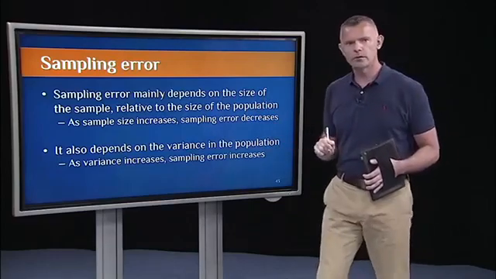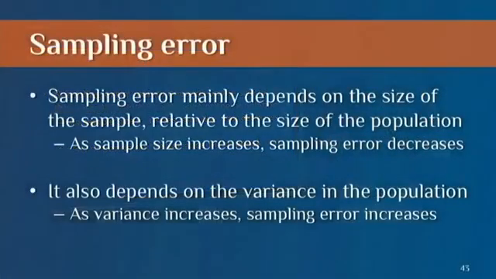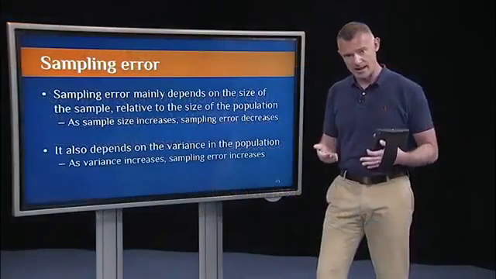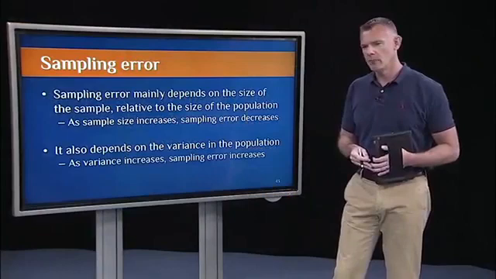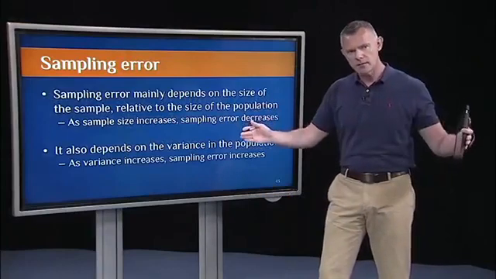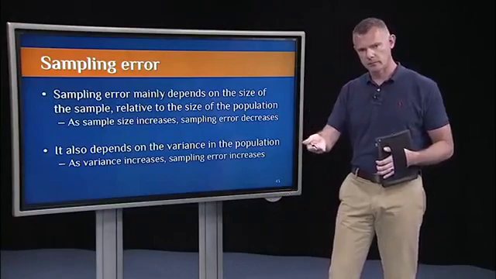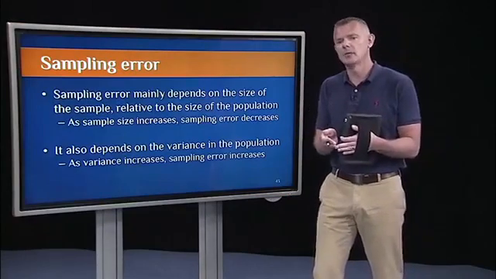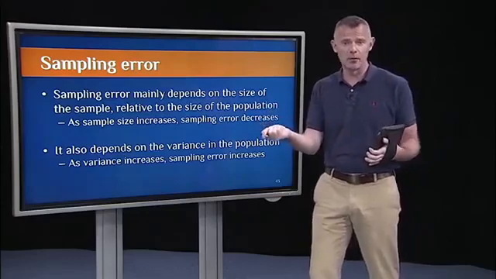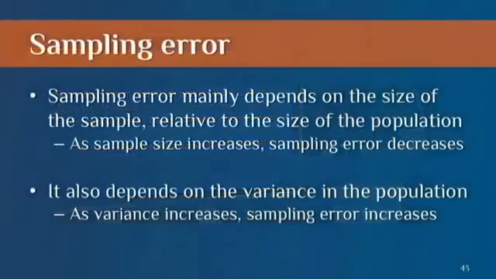Also though, note down below that sampling error also depends on the variance in the population. Again, we typically don't know the exact value of the variance in the population, but think: if there's a lot of variance in my population, then I'm likely to have more sampling error. If there's very little variance in the population, then it doesn't really matter who I sample, right? So as variance in the population increases, sampling error is also going to increase.